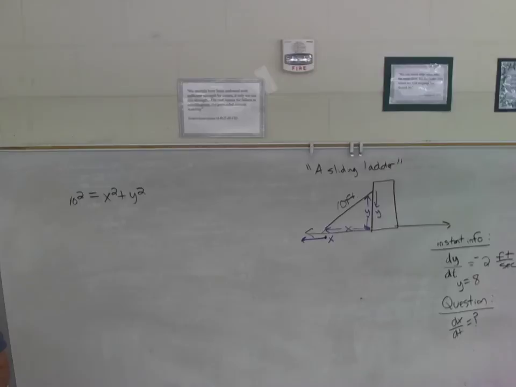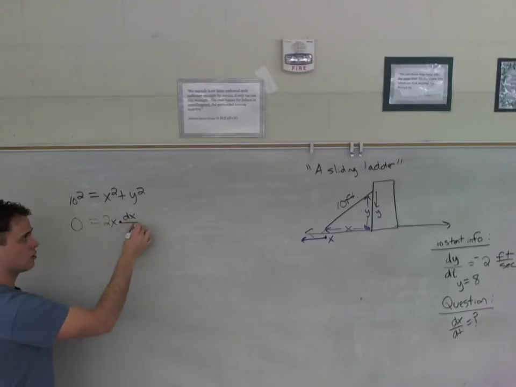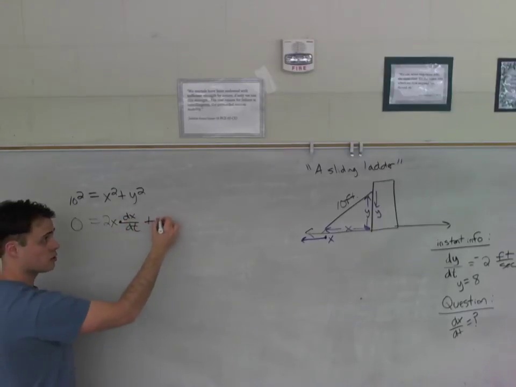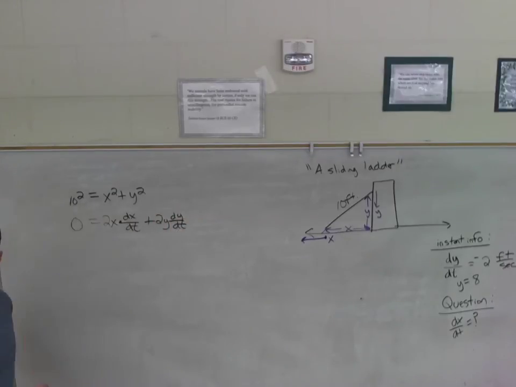Second step, do what to it? Differentiate it with respect to time. So the derivative of 100 is 0. The derivative of x squared is 2x dx/dt, there we go, our chain rule. The derivative of y squared is 2y dy/dt. Why do we have dx? Because it's not with respect to x or y that we're taking the derivative, it's with respect to time. So you've got to use that chain rule.